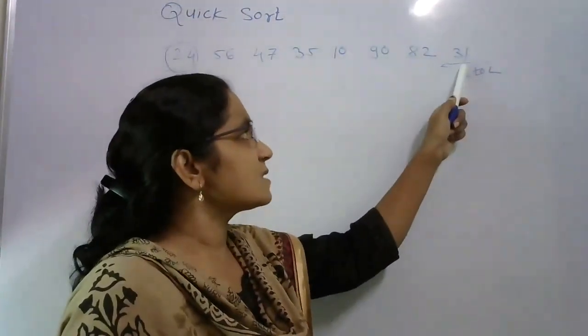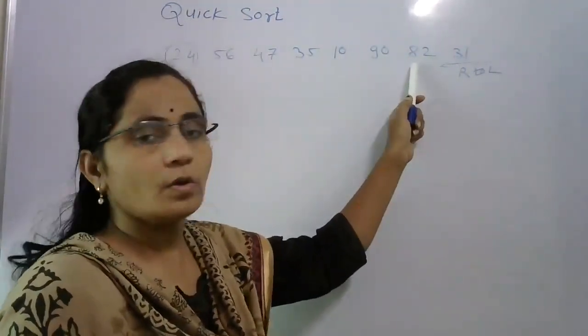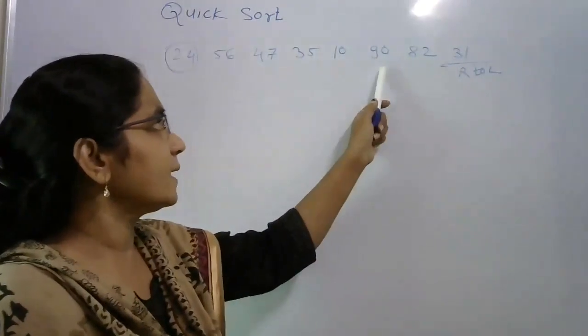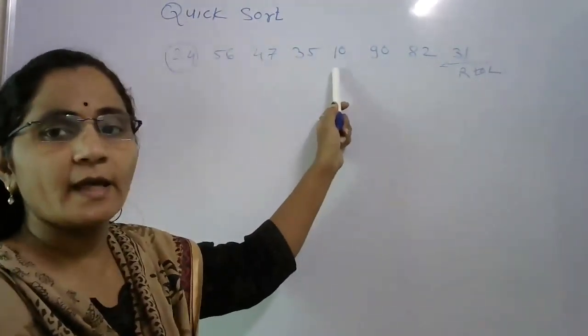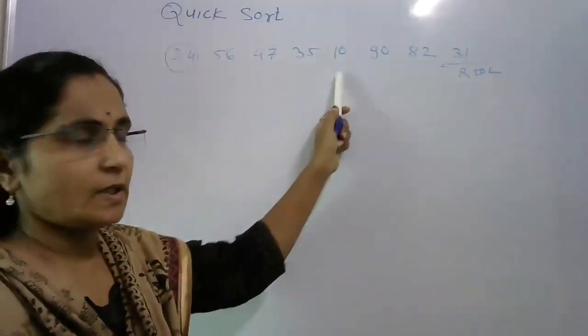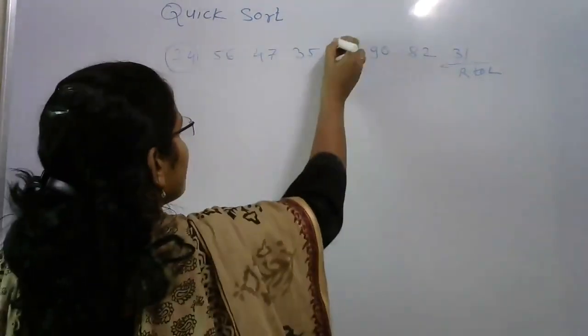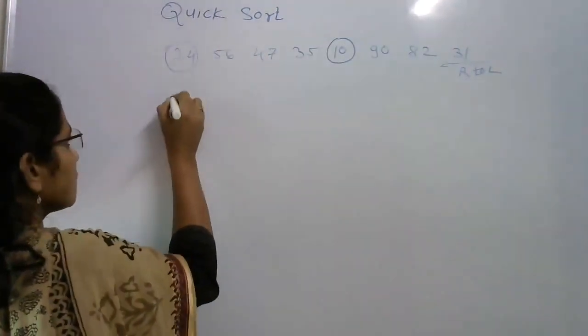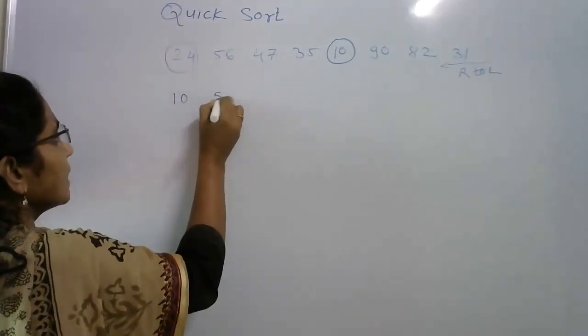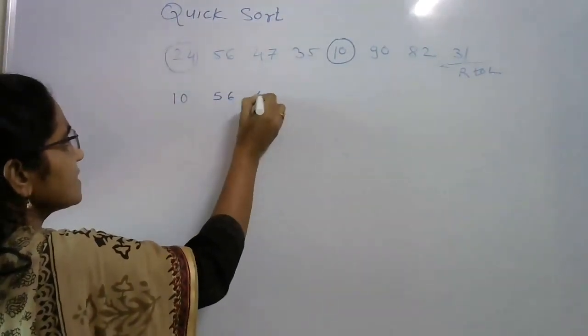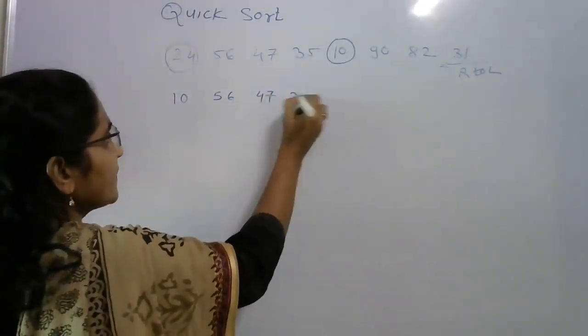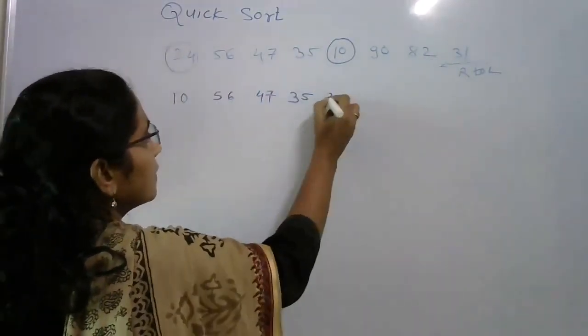Okay, 31 is a greater element. 82, again it is greater. It is again greater. Yes, the 10 is smaller than the 24. So here you exchange both the values. So 10 comes here. Then remaining elements as they are: 56, 47, 35, here 24.